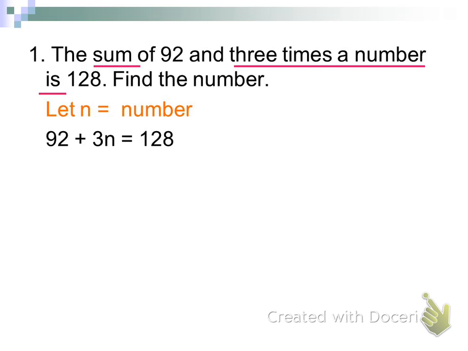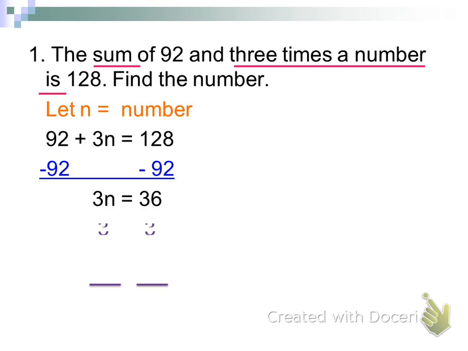So how will I solve this? Yep, subtract that 92 from both sides first. So that gives me 3n equals 36. And remember, calculators are on. Go for it. And then divide by 3. And n equals 12.